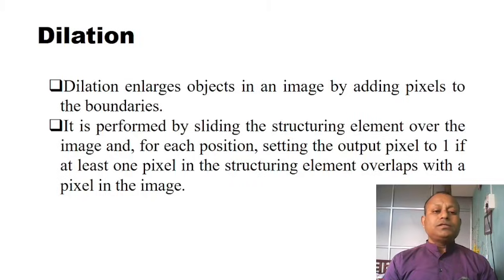Now the next one is dilation. Dilation enlarges the objects in an image by adding pixels to the boundaries. It is performed by sliding the structuring element over the image, and for each position setting the output pixel to 1 if at least one pixel in the structuring element overlaps with a pixel in the image. This is the technique for dilation on image pixel information.